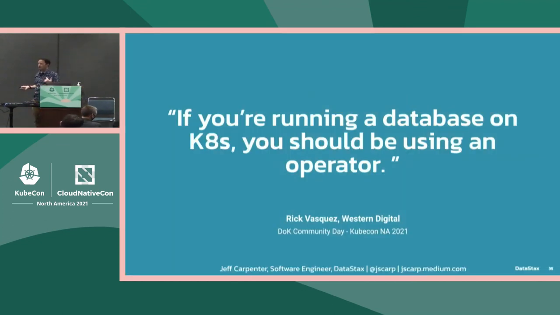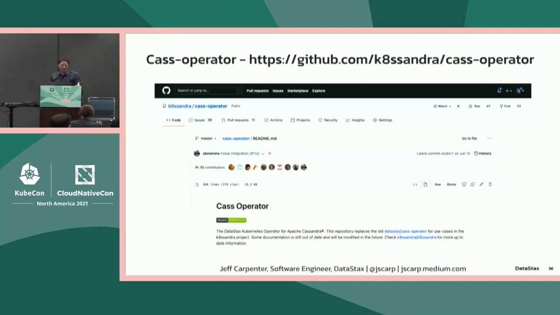So this is a great quote from Tuesday. This is very likely a paraphrase of what was actually said, but I remember Rick Vasquez from Western Digital saying something like this in a great panel discussion that was part of that DOK day. And his words of wisdom were basically, if you're gonna deploy a database in Kubernetes, you should use an operator. And that was a word to everyone, not just noobs or people that maybe have less experience doing this. Basically, you should be using an operator. That's really gonna save you a lot of pain. And I would concur with that opinion.